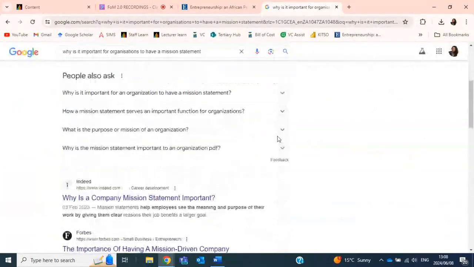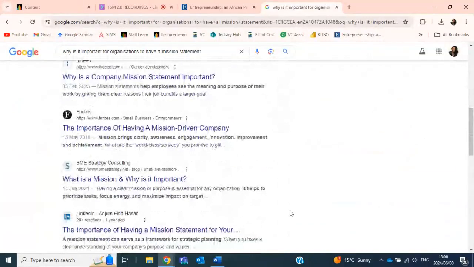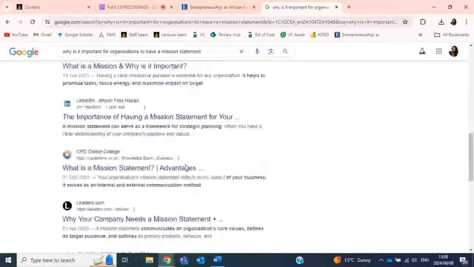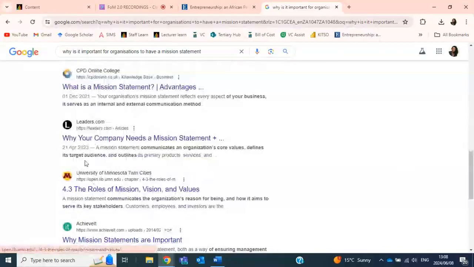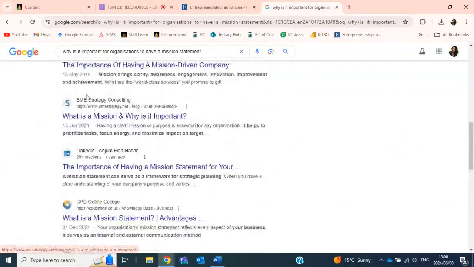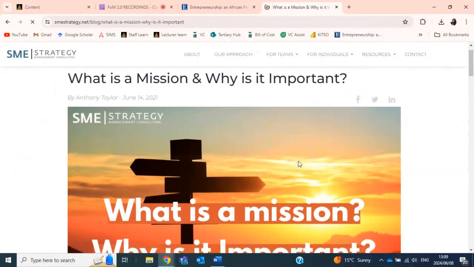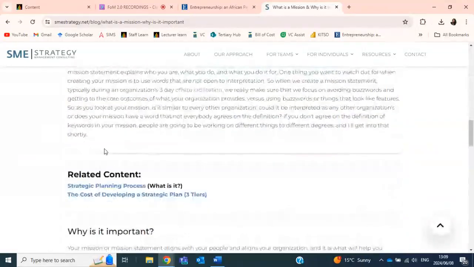I'm really not a fan of Investopedia, so I'm going to look for other, better quality sources. I see here SMME strategy and consulting, and it's from 2021, so it's not too old. Okay, leaders, why your company needs a mission statement. I don't know leaders as a website, but I like the SMME strategy consulting because it's a consulting company. I like where this is going. If you go into that website, you will see what is a mission statement and why it is important.